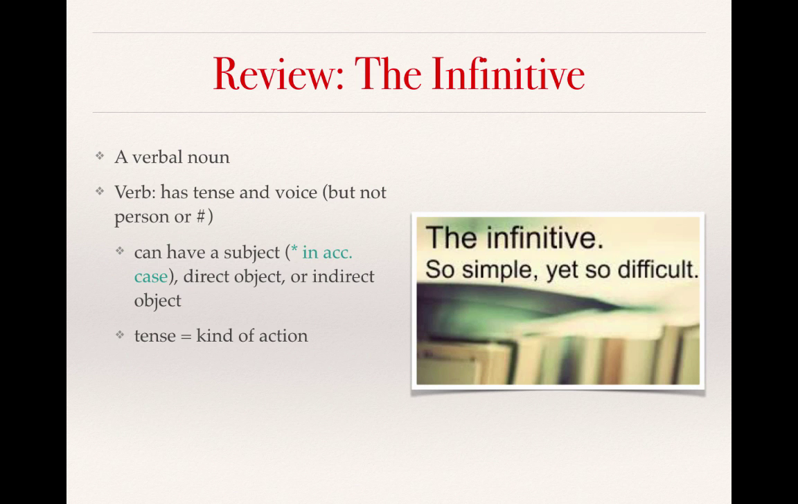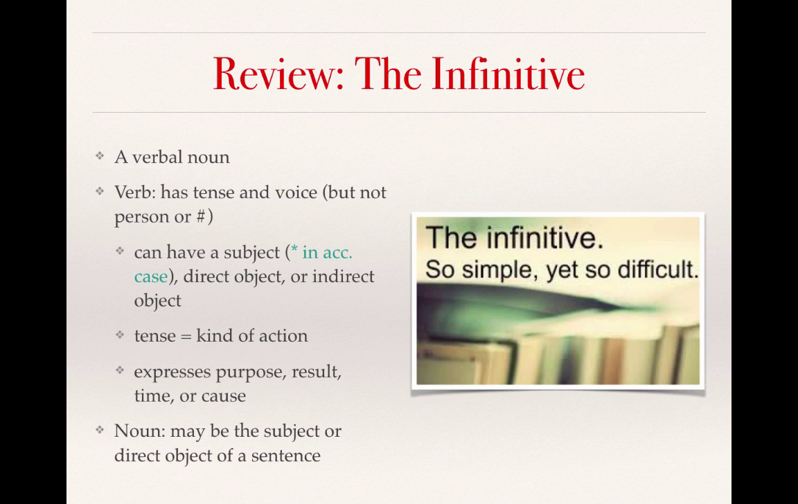As a verbal noun, the infinitive has tense, and tense denotes kind of action, not necessarily time of action. So a present tense infinitive will denote linear action. An aorist tense infinitive will denote undefined action, and the perfect tense infinitive will denote completed action with a continuing result. The infinitive is used to express purpose, result, time, or cause. Like a noun, the infinitive may be either the subject or the direct object of a sentence.